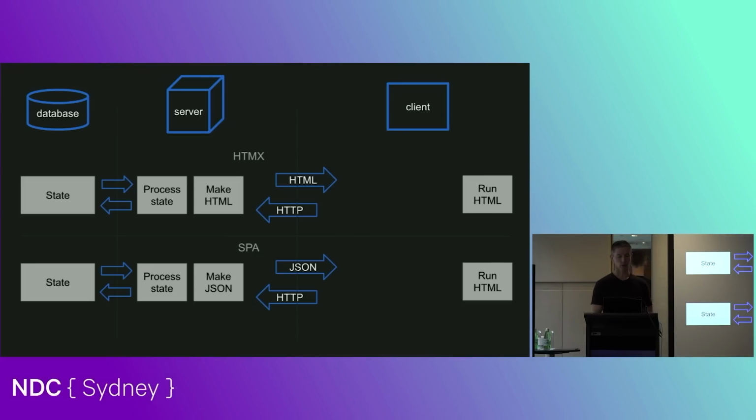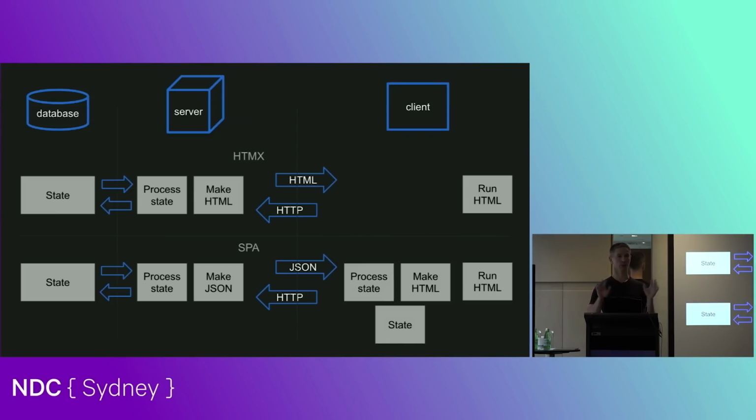So the real craziness here that makes you either fall in love or hate HTMX, because it's one of those topics where people tend to love it or hate it, is this bit. You have to get your JSON down to the client, and then you have to take that JSON, process the state in there with JavaScript, then save that state. So you've got a copy of the state now in your database and in the client, and then you've got to make the HTML with the JavaScript from the JSON, and then run your HTML.